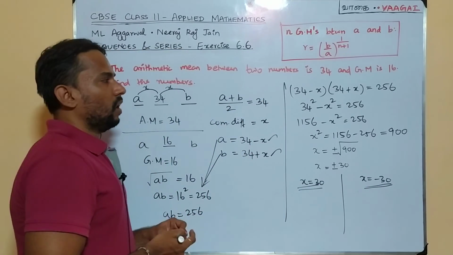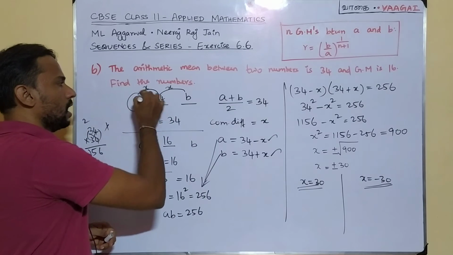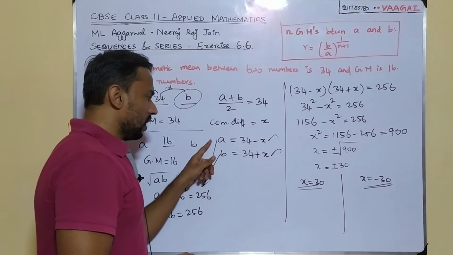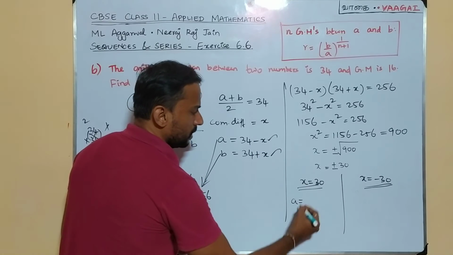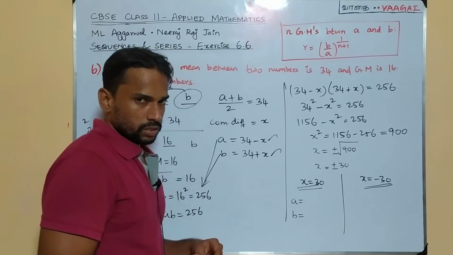Because our question is, we need to find the two numbers A and B only. Those are the two original numbers, and those two values are what we need to find. What are A and B? A is equal to 34 minus x and B is equal to 34 plus x, right? So shall we compute the values?